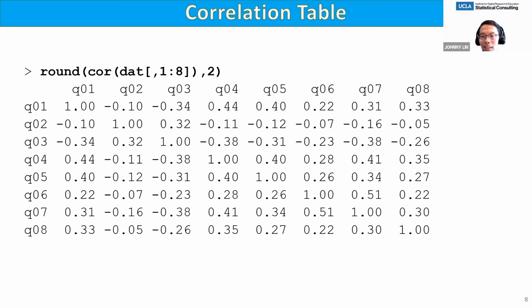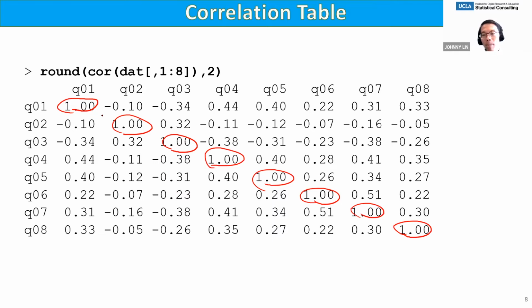So the first thing you'll notice is that there is a 1 on the diagonal of this matrix. We call this the diagonal of this matrix, and that's because everything correlates with itself perfectly, right? So remember, a correlation ranges between -1 and 1. Okay, so 1 just means it's perfectly correlated.